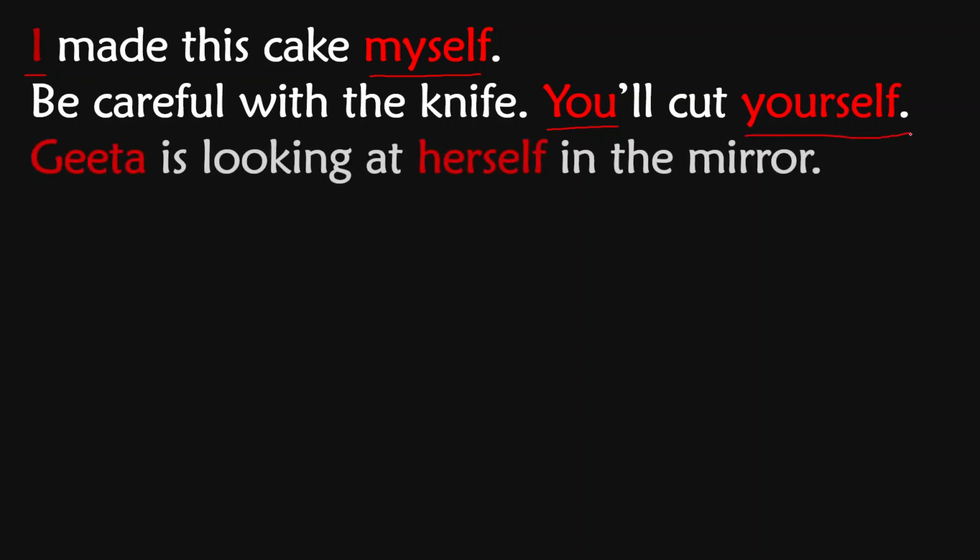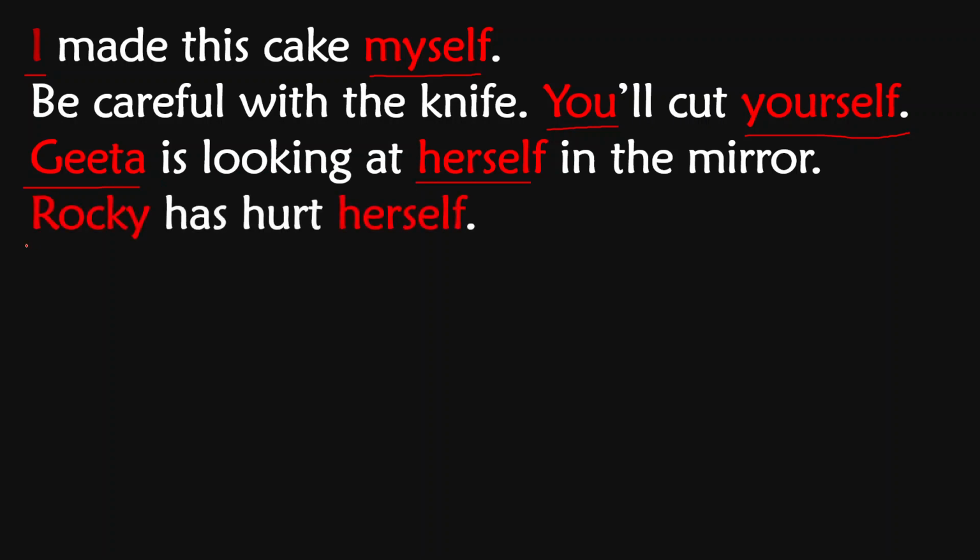In the first sentence, I made this cake myself. So I is the pronoun and here myself is the reflexive pronoun. In the second sentence, be careful with the knife. You will cut yourself. You is the second person pronoun, then yourself will be the reflexive pronoun. Geeta is looking at herself in the mirror. Geeta is the noun in the sentence and herself is the reflexive pronoun.